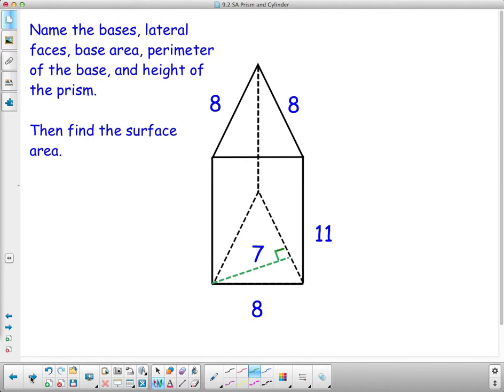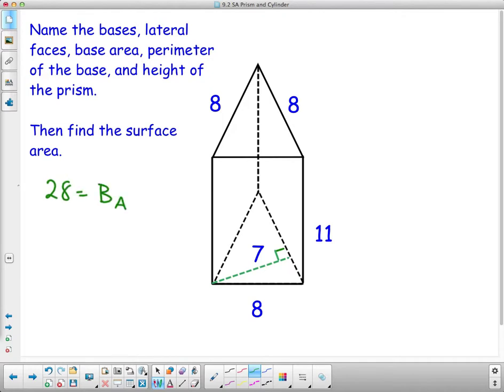What would be the base area? Which shape would you be finding the area of to do the base area? What shape did you tell me the base was? Triangle. How do you do a triangle's area? Half base times height. The 8 would be your base. How do I know that's 8? Because the matching edge is right there with the measurement. So half of 8 times 7, 4 times 7, which is 28. Okay, 28 is our base area.